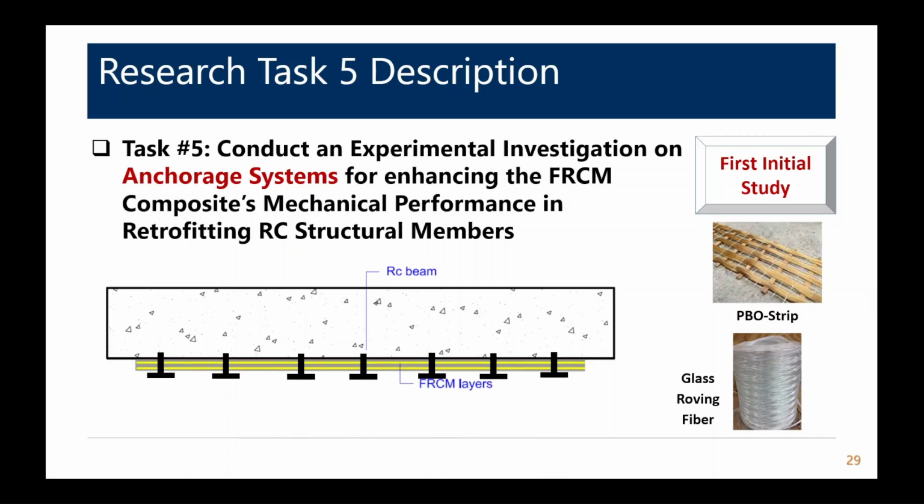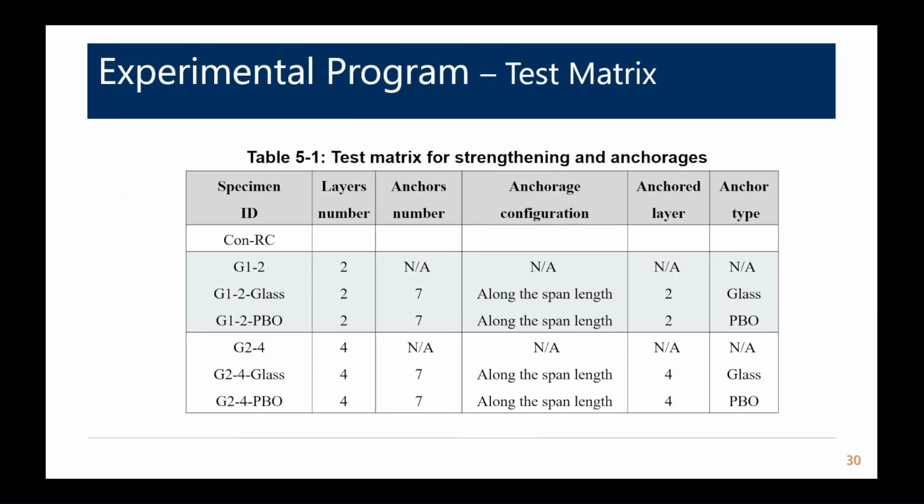So we looked at a couple of different anchorage systems. One of the anchorage systems I'll show you a picture of here, we developed at Missouri S&T, but this was our test setup here. So we looked at the number of layers, either 2 plies or 4 plies, and then we looked at different anchor systems: one without anchors, and then a spike anchor and a PBO anchoring system.